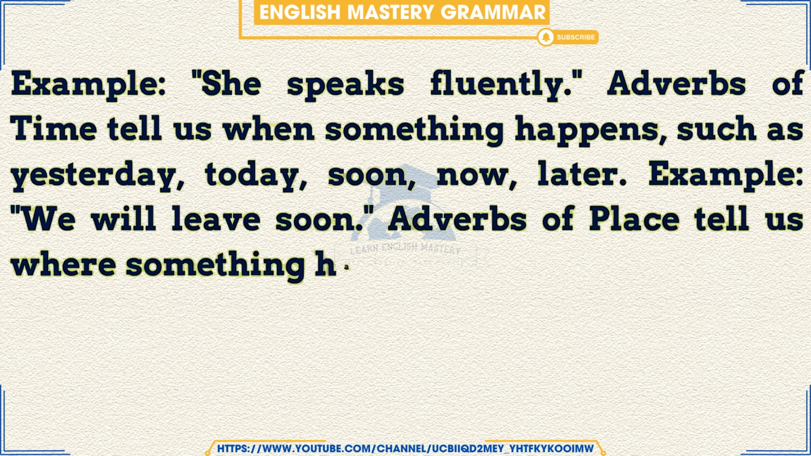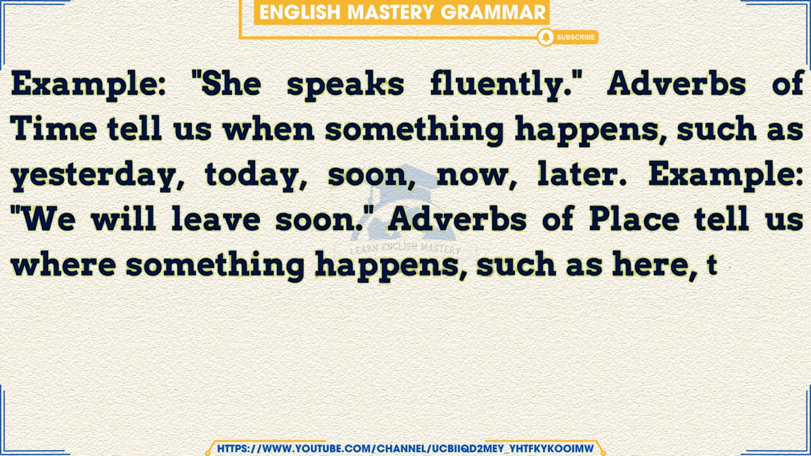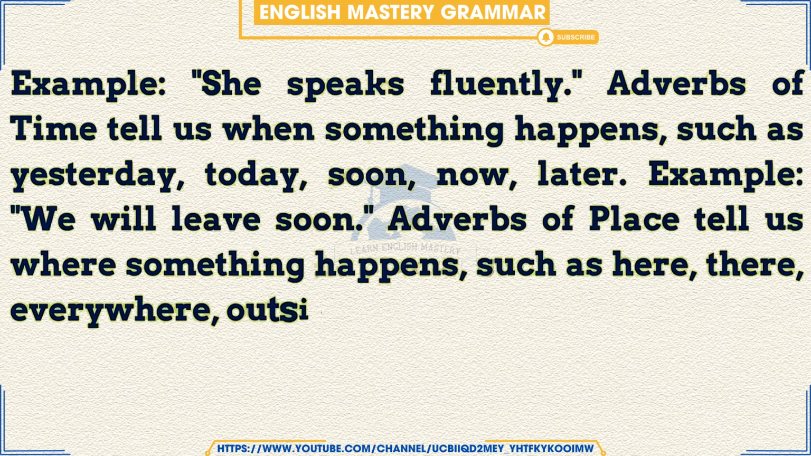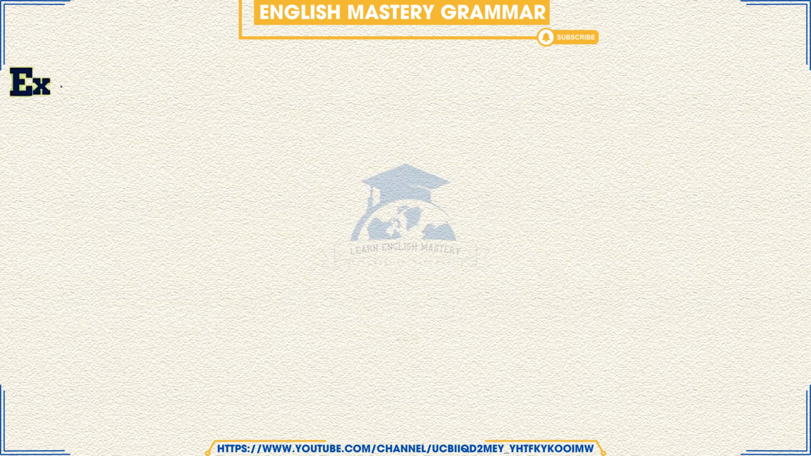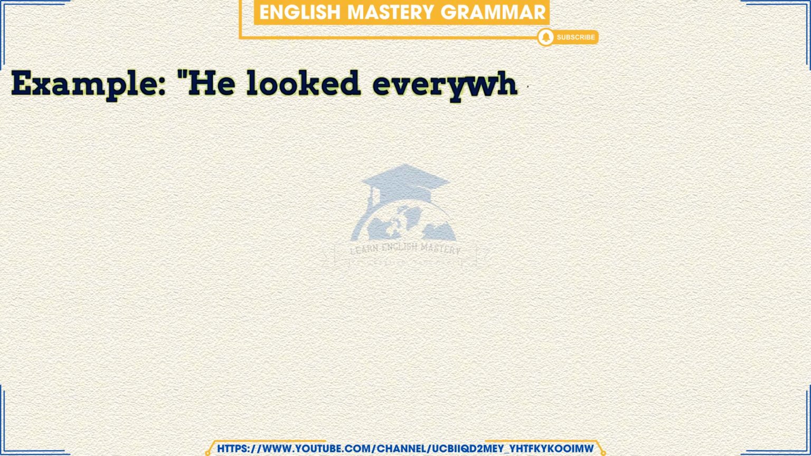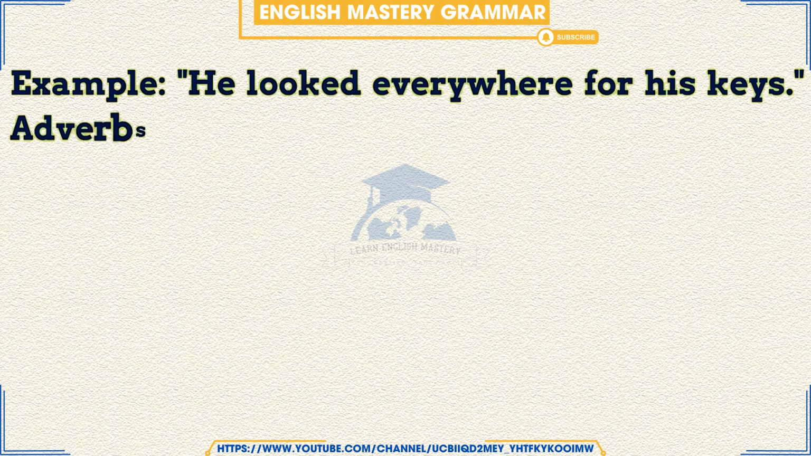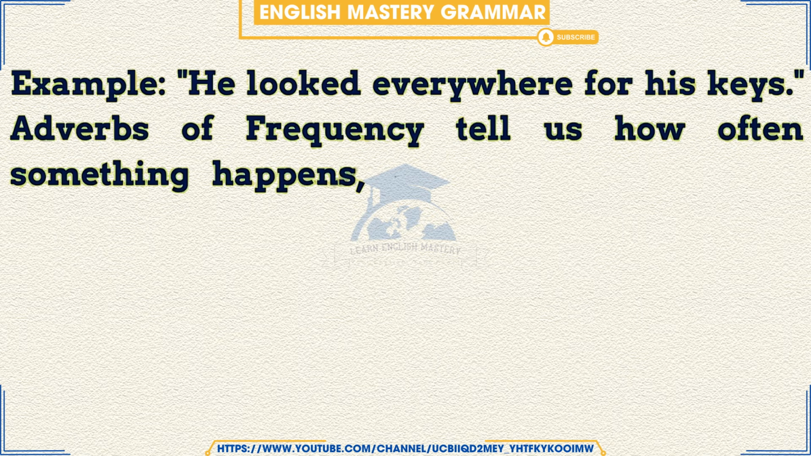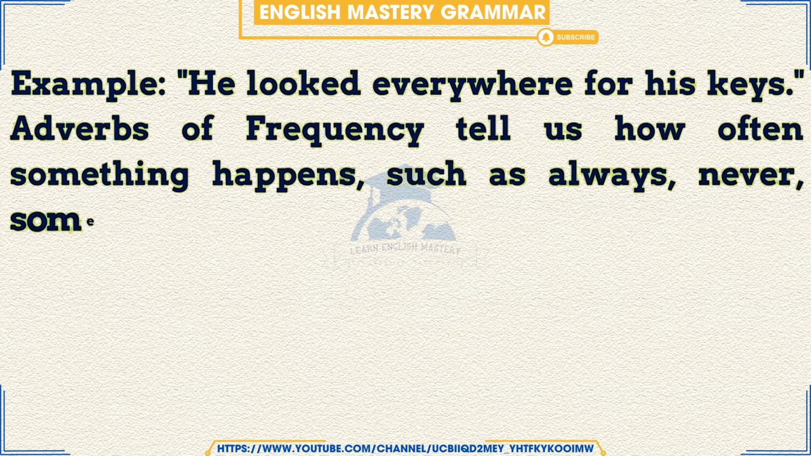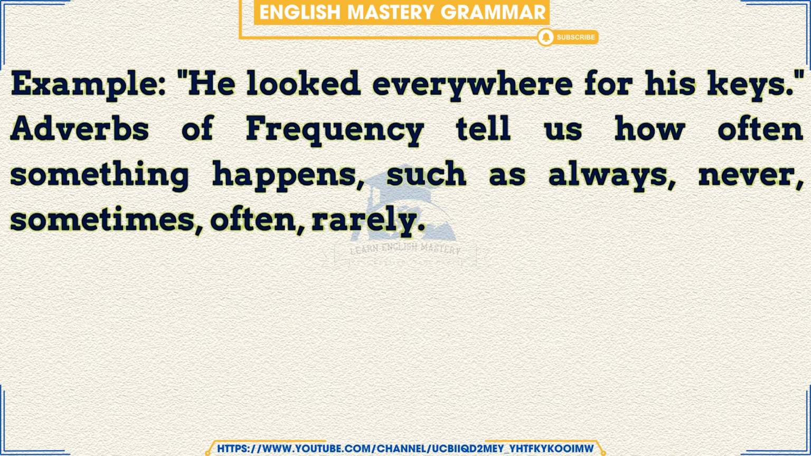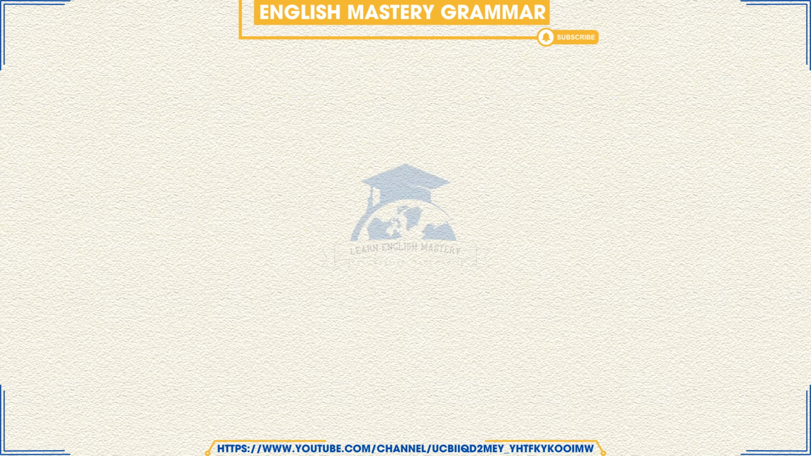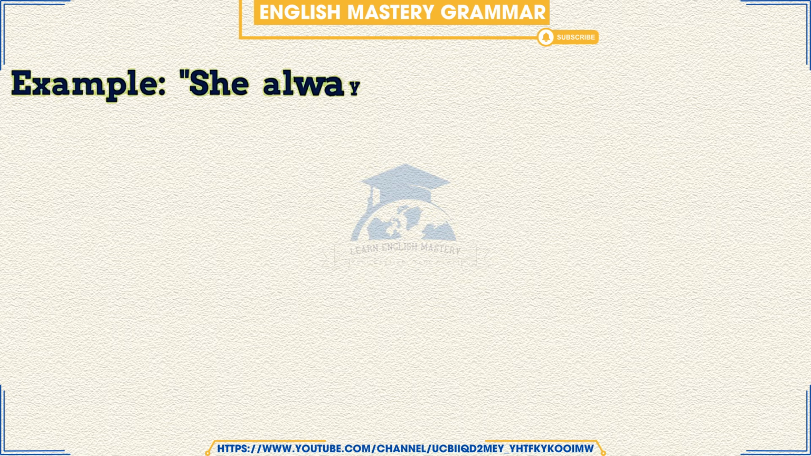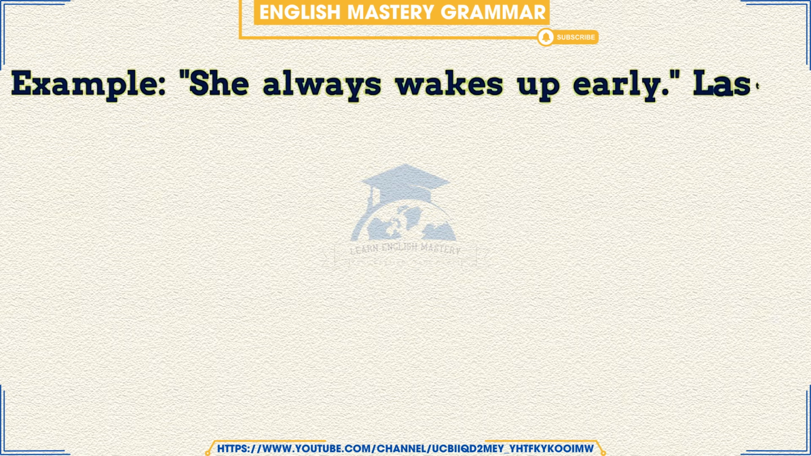Adverbs of place tell us where something happens, such as here, there, everywhere, outside, inside. Example: he looked everywhere for his keys. Adverbs of frequency tell us how often something happens, such as always, never, sometimes, often, rarely. Example: she always wakes up early.